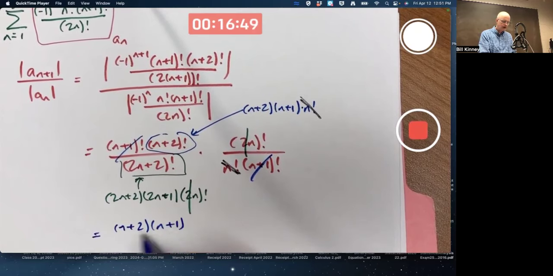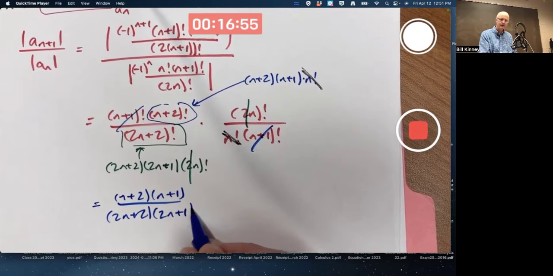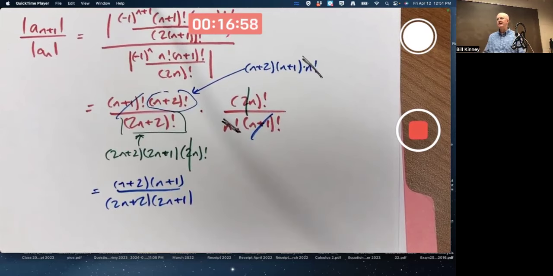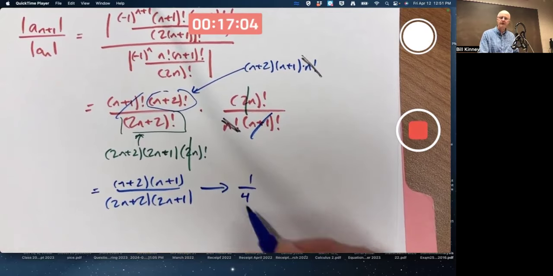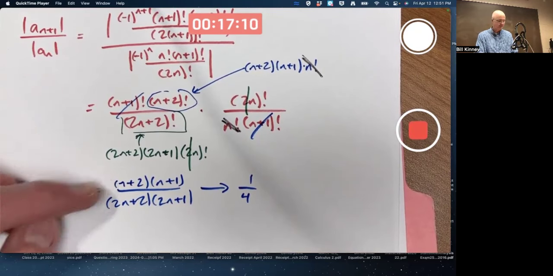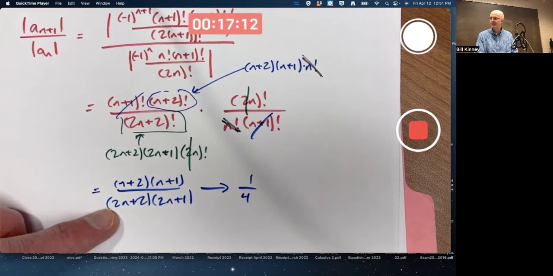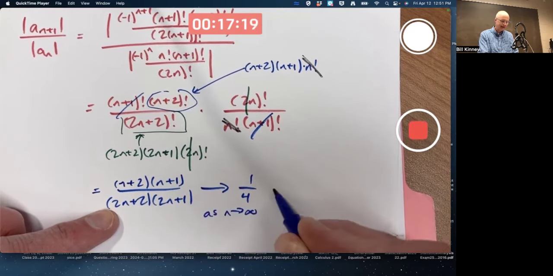And while we could use the FOIL method to expand this, there's really no need to. It's a rational function of n. The degree of the top and the bottom are both 2, the same. It's going to approach a ratio that's the ratio of the leading coefficients, 1 and 4. 1 from n times n gives you 1n squared. 4 from 2n times 2n, 4n squared. This approaches 1/4 as n goes to infinity, and that is less than 1.